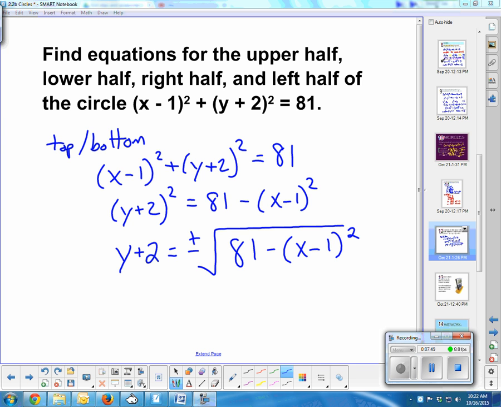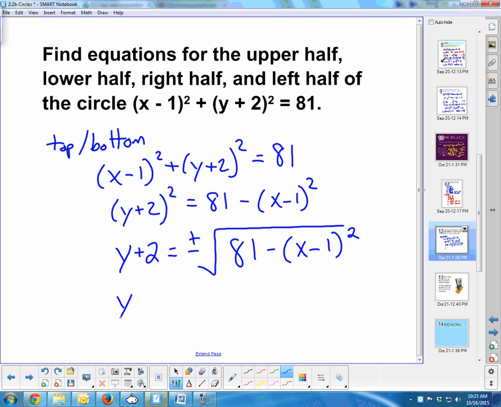We were solving for y. I took the square root of both sides, plus or minus. I did not expand anything out. That way I'm keeping my 81, so I know that my radius is 9. I'm keeping my x minus 1 so that I know that the x coordinate of the center is 1. Then I will subtract the 2. I'm going to subtract 2 from both sides, so I have y equals negative 2.